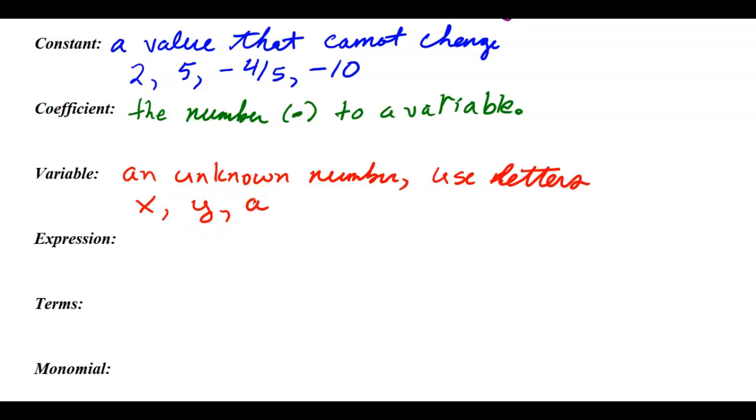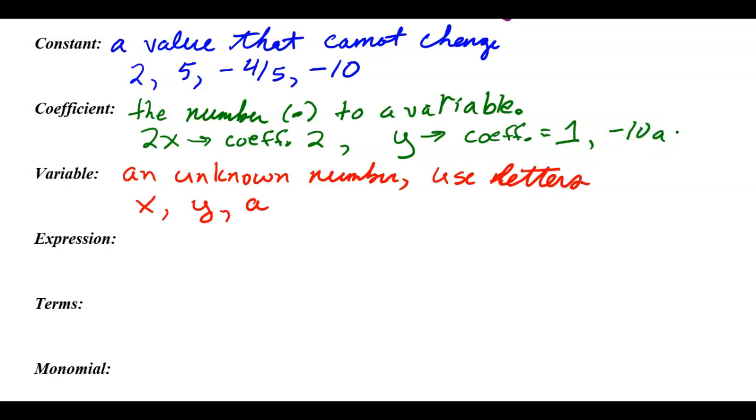So when I come up to coefficients, if I say 2x, my coefficient is 2. If I say, for example, just y, then my coefficient is 1. So you always have a coefficient. If I say -10a, then -10 is my coefficient, okay?